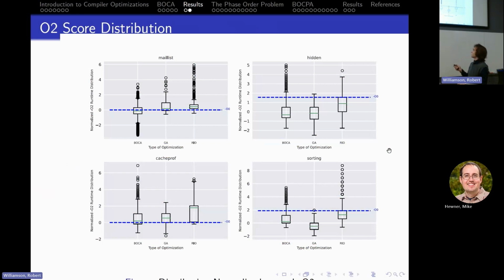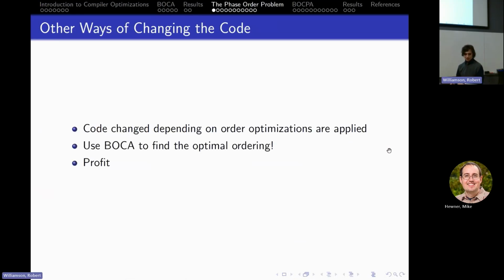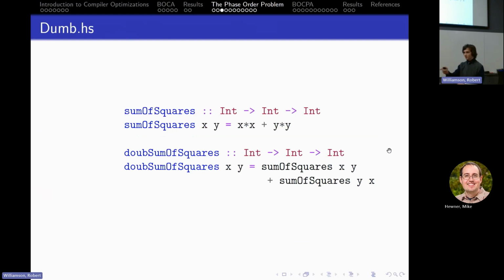And so this box plot just plots a distribution. All the ones that are worse than O2 all appear up here. The ones that are better go below 0. And then the dots represent outliers. All right. Any other questions?